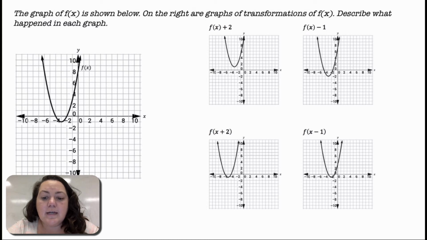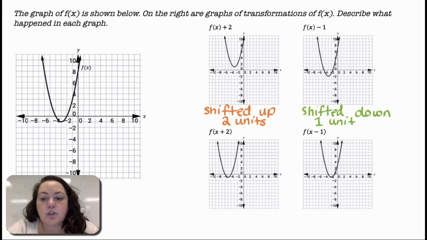So I took f of x and I added 2. That +2 is hanging off the end, so that means it's a vertical shift, either up or down. +2 means that I shifted it up 2 units. f of x minus 1 would be a vertical shift down 1 unit.